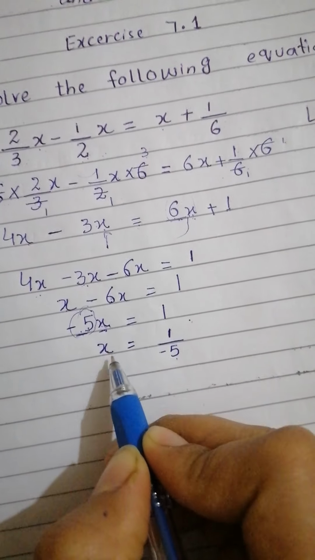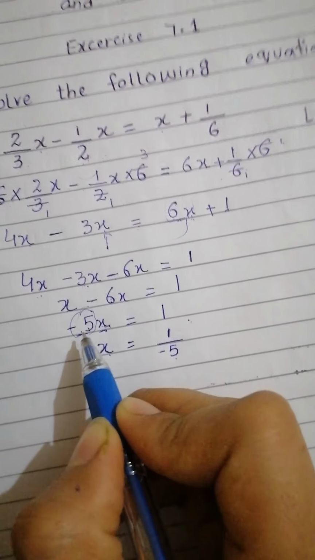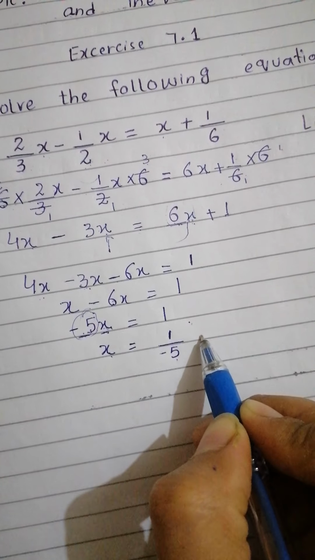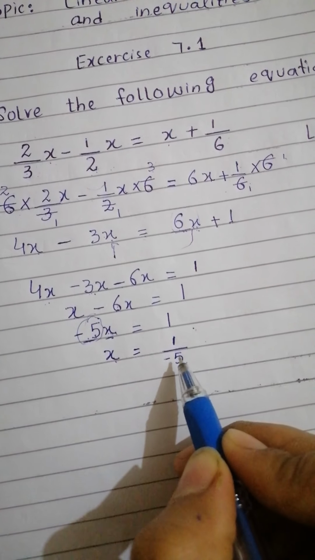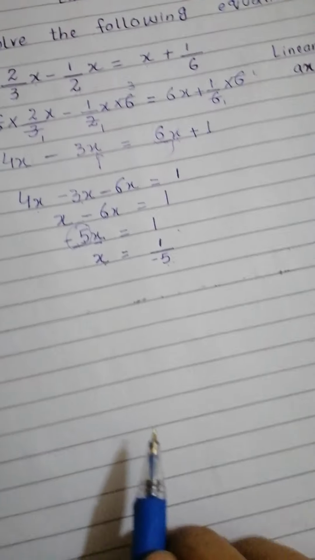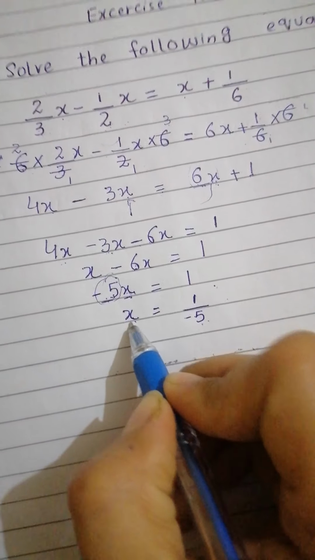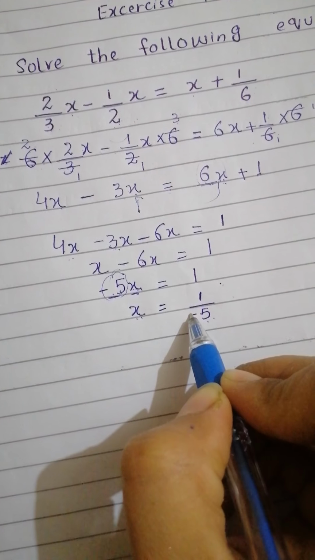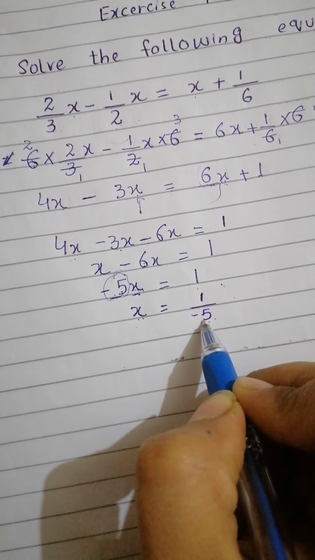This minus x will be written here, and this minus 5, when it shifts to the other side of the equation, it will divide. Is it clear? x is equal to minus 1 by 5. You have taken out the value of the variable x. This is x is equal to minus 1 by 5.